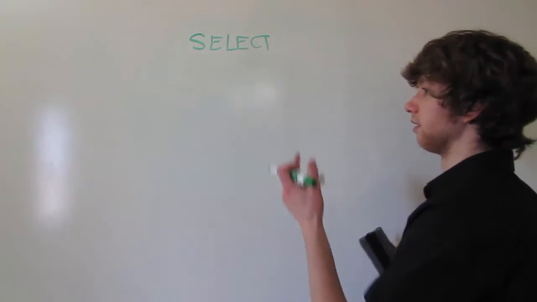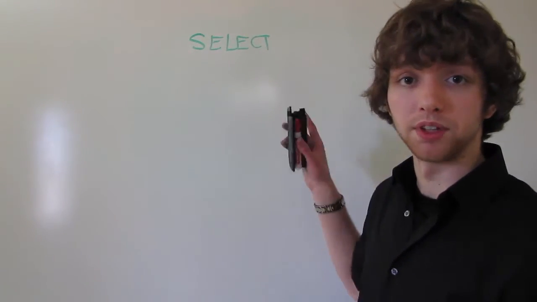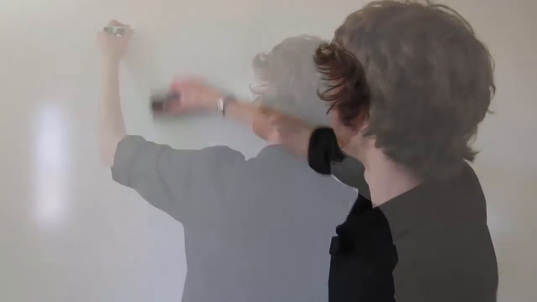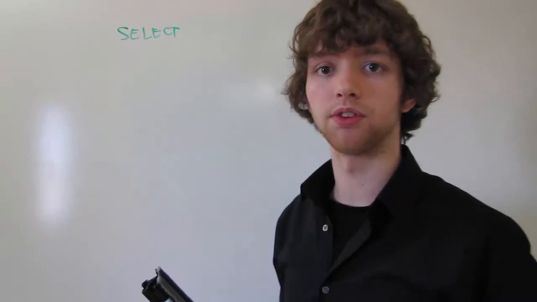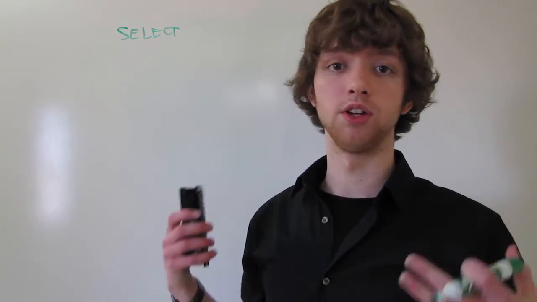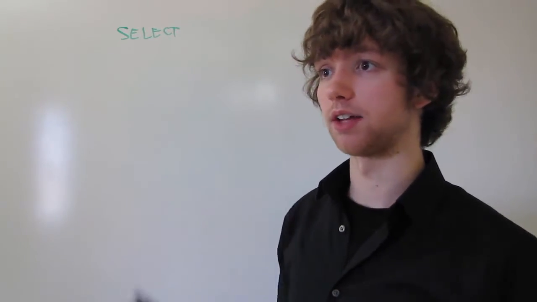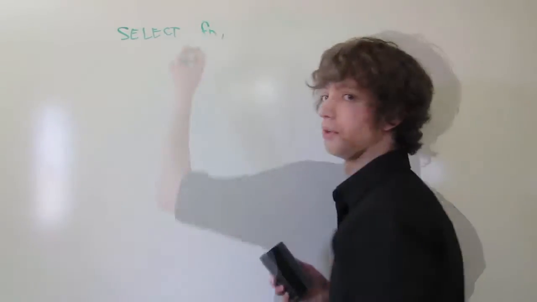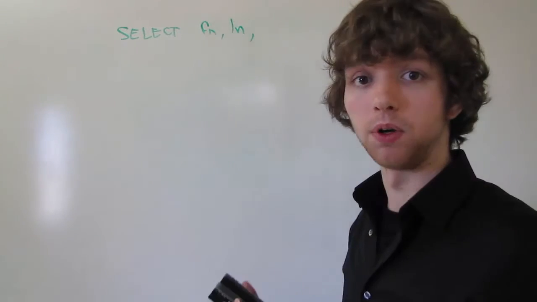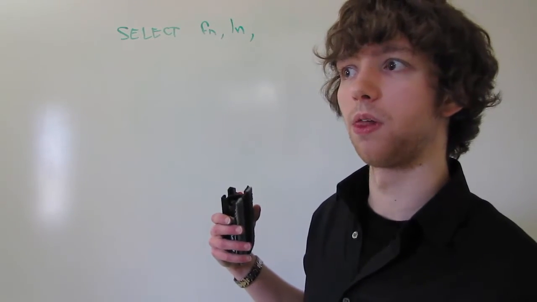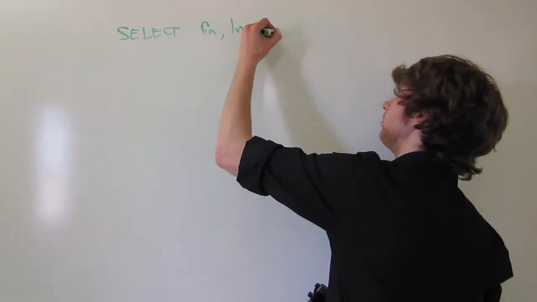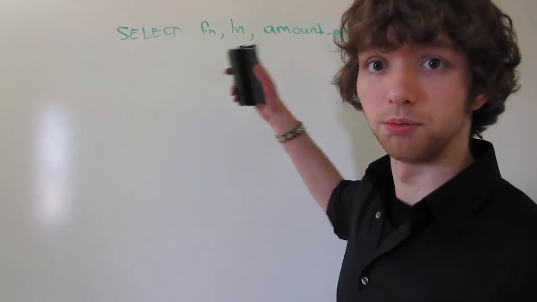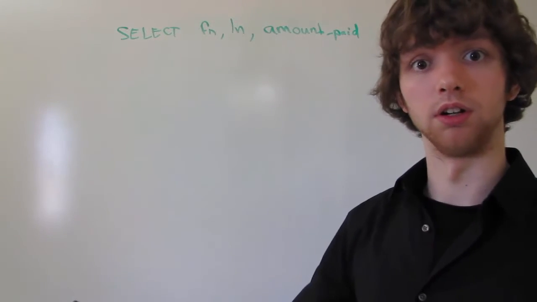So we're gonna say select, and then whatever comes after the select, I'm gonna scoot this over some. Everything that comes after the select is going to be the columns that we want in the joined generated table. So in the last example, we had first name, last name, and amount paid, I don't remember, but something like that. So that's going to be the columns we want returned.